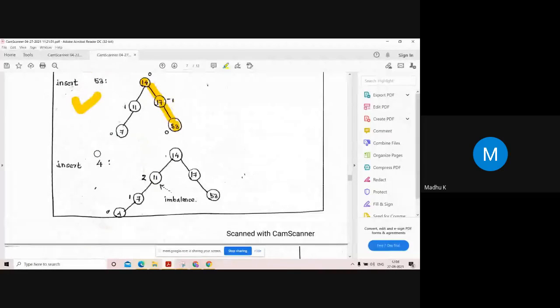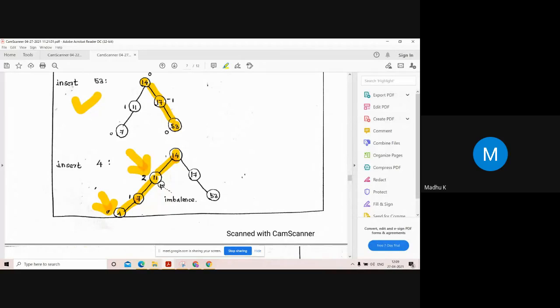We can check. So where will I insert 4 in this case? 4 is less than 14, so I come along this path. Then 4 is less than 11, I come along this path. 4 is less than 7, so I come along this path and I insert it here. Then I will calculate the balance factor of each node. Here it's okay. Here it's okay. But there is an imbalance. This is an imbalance. Here the balance factor of this node is 2 minus 0, which is 2.